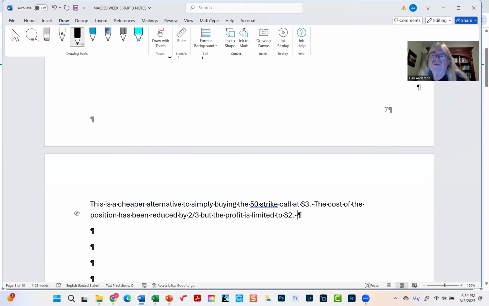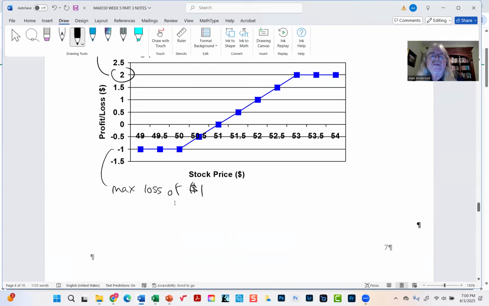So therefore, you would never do this if you really thought it might go to 55 or 60 or 80 or whatever. But if you think it's going to go up just a little bit, well, then this might be the position for you as a trader. But the important thing is that it is a spread.